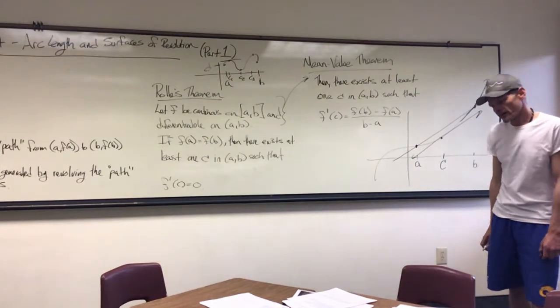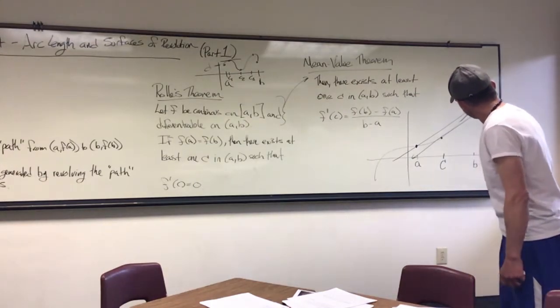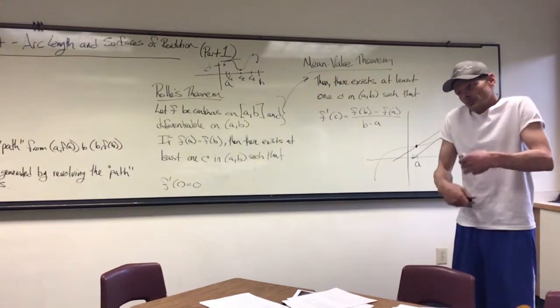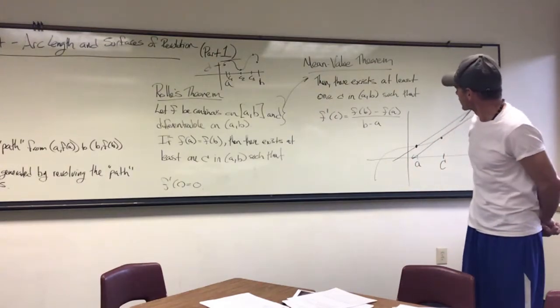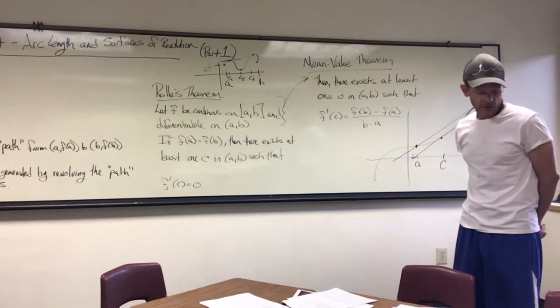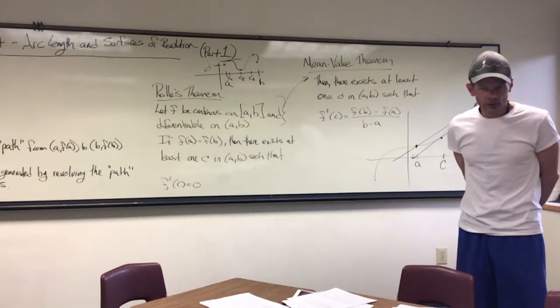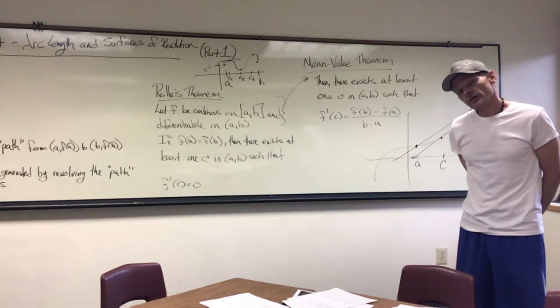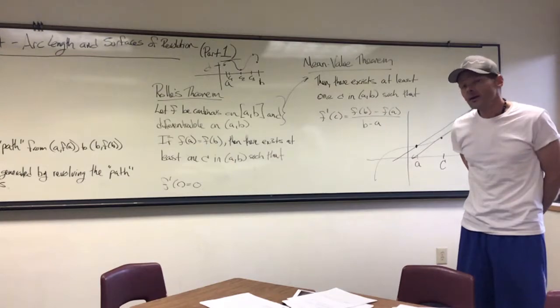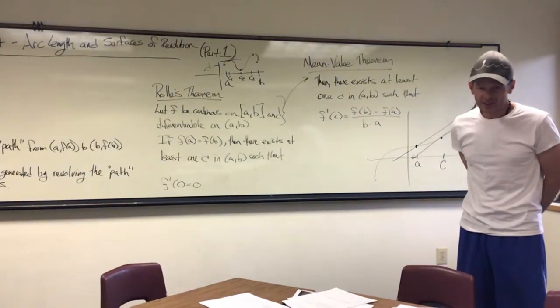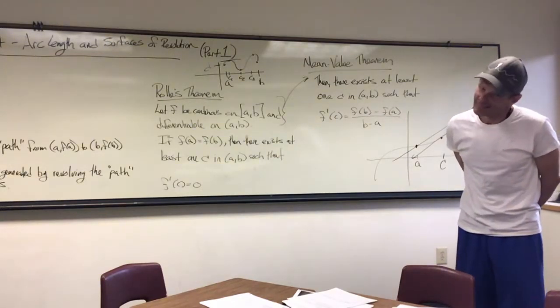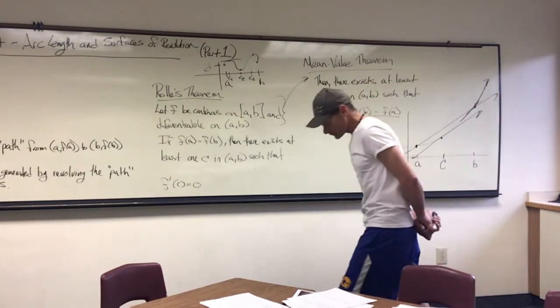This is a really nice one. The implications of this are kind of interesting. I'll show you a couple problems with some interesting implications. But you know, if you drive from here to Livingston with an average speed of 67 miles per hour, at some point you went exactly 67 miles per hour. That may seem obvious. Okay.